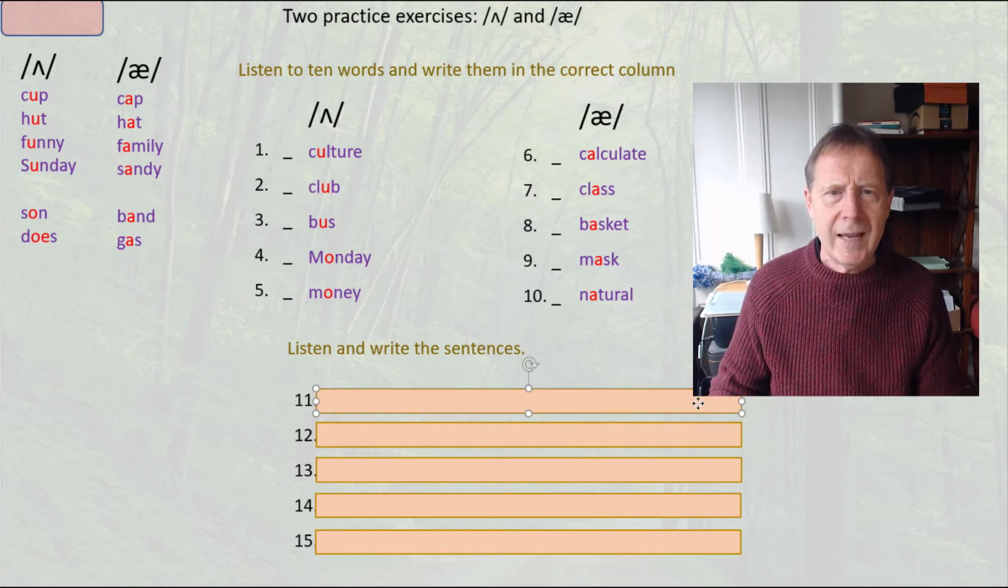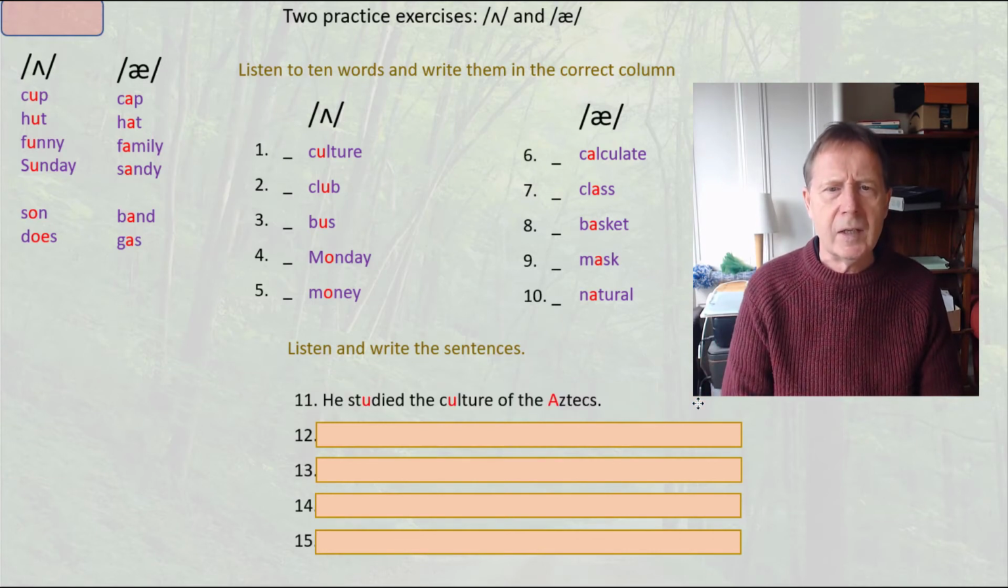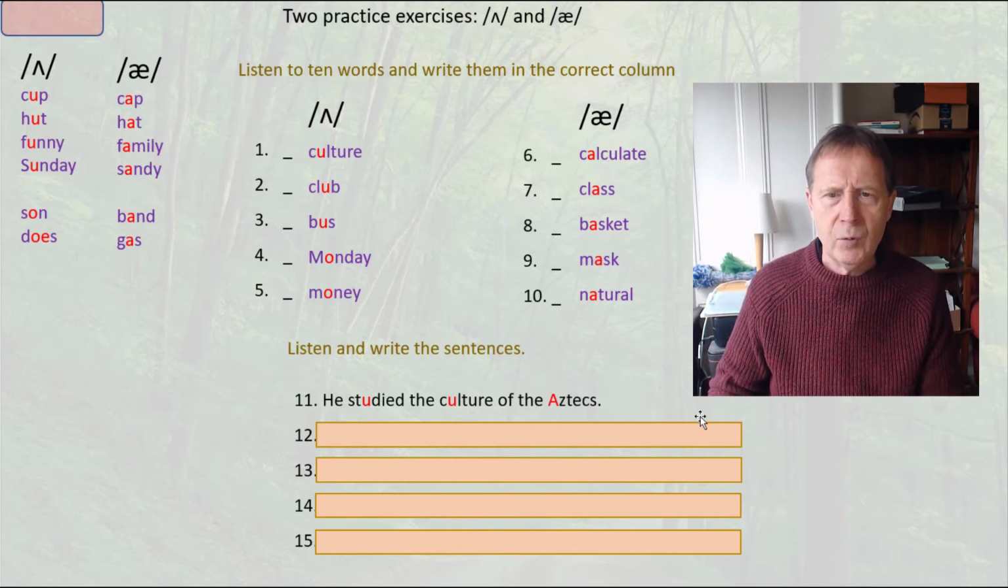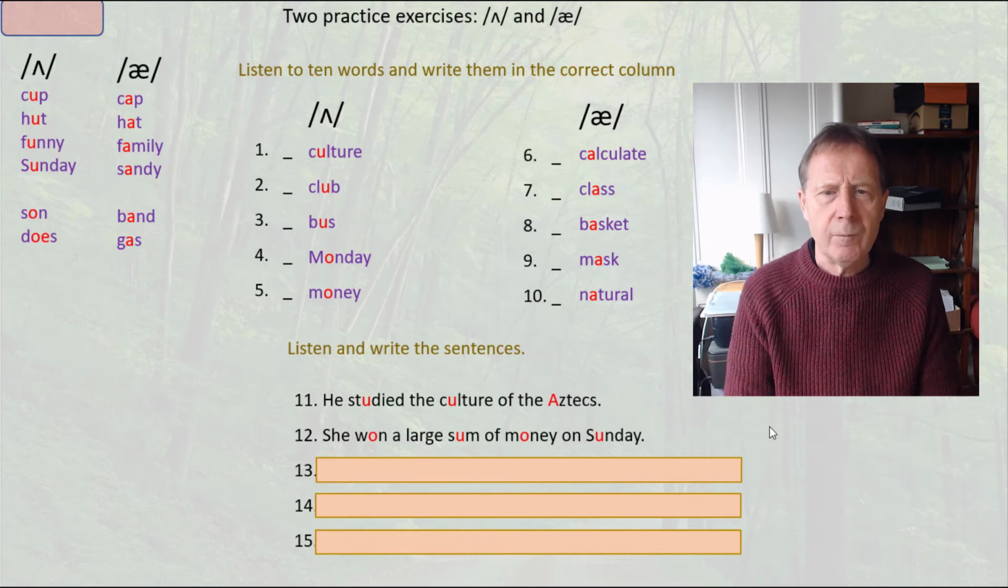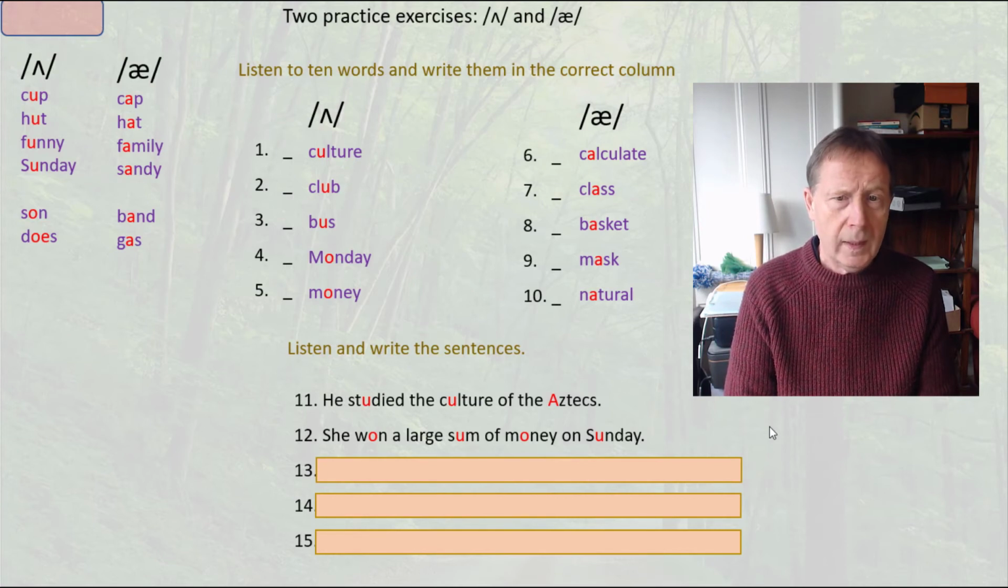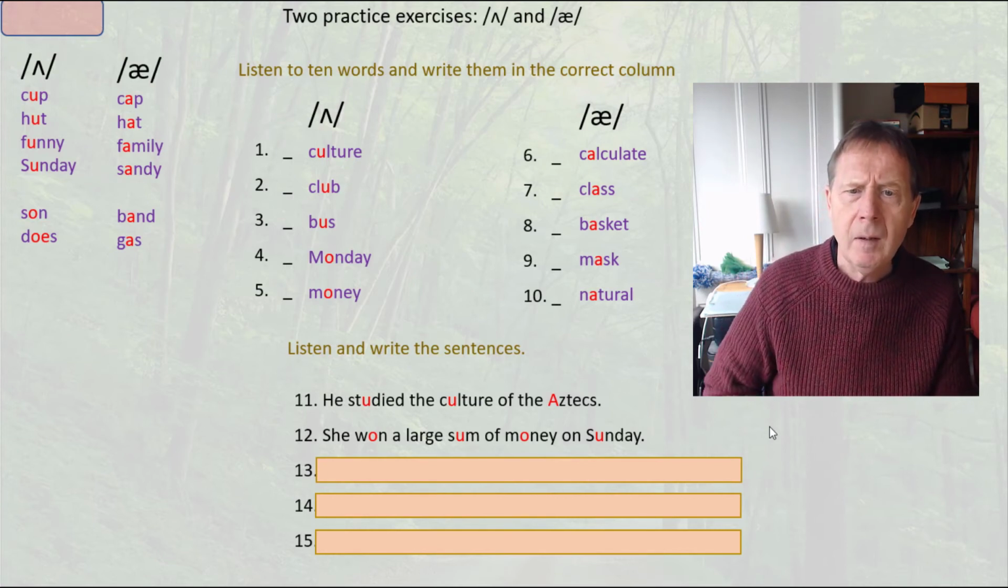So let's look at the sentences. Number 11, he studied the culture of the Aztecs. Number 12, she won a large sum of money on Sunday. So all of these words have the sound /ʌ/, but you can see we have the spelling O in won and money, and U in some and Sunday.